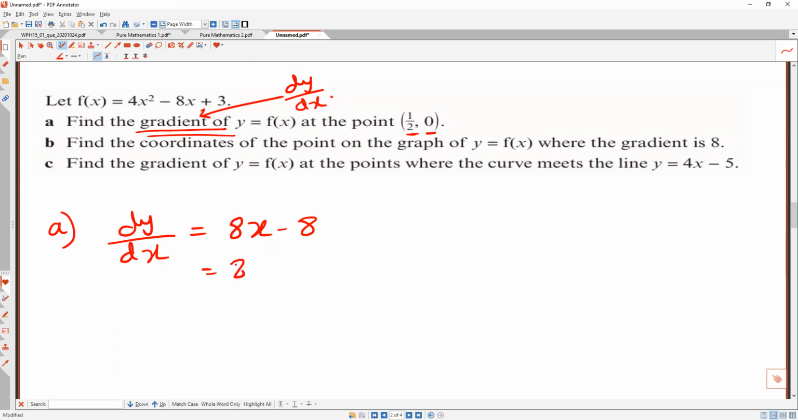So what will it be? 8 into half minus 8. That is 4 minus 8. That is going to be minus 4. So minus 4 is your what? Gradient, your dy by dx.